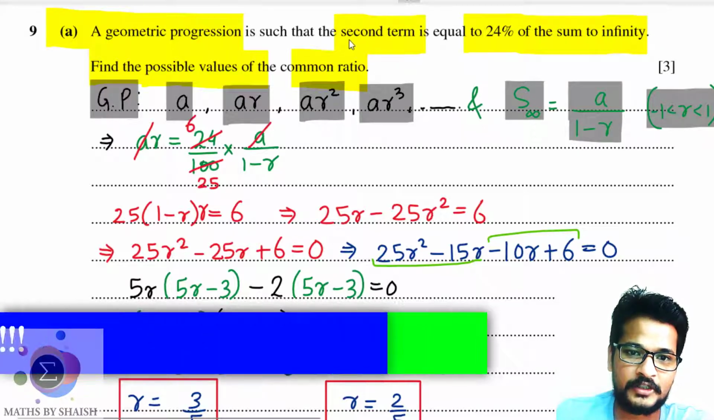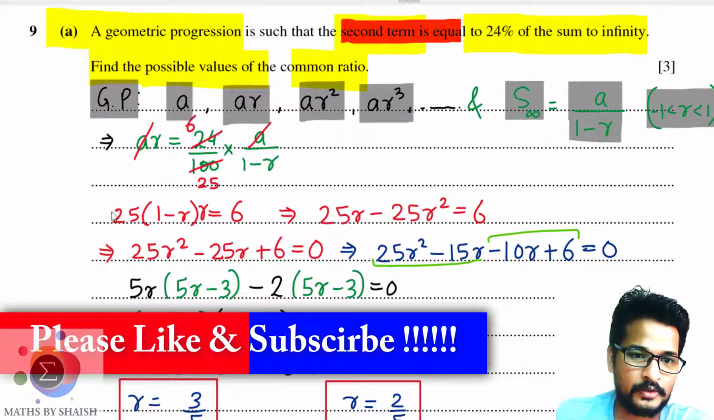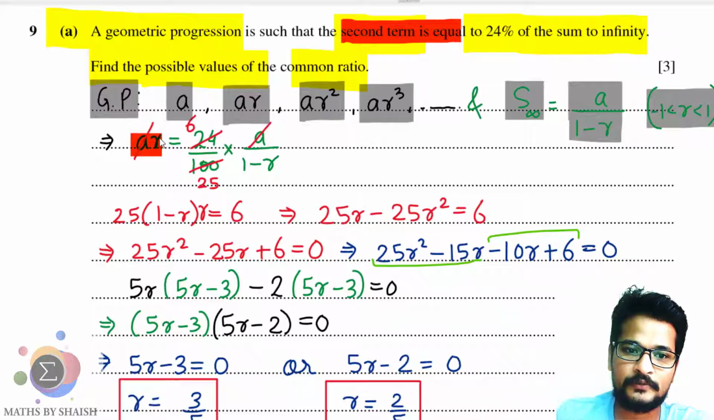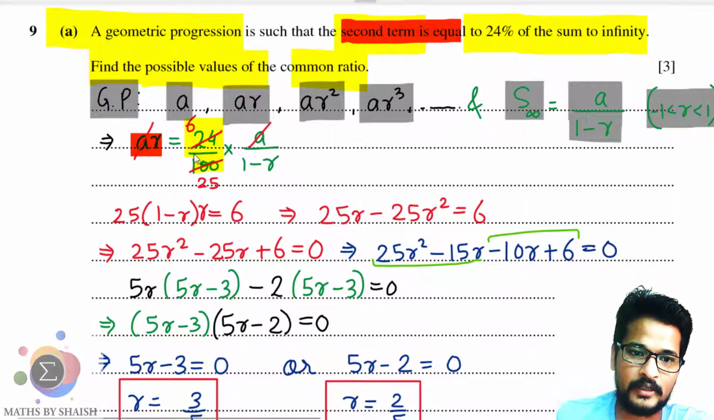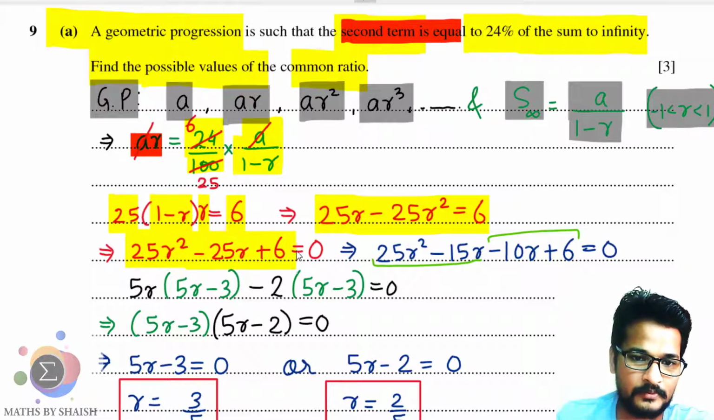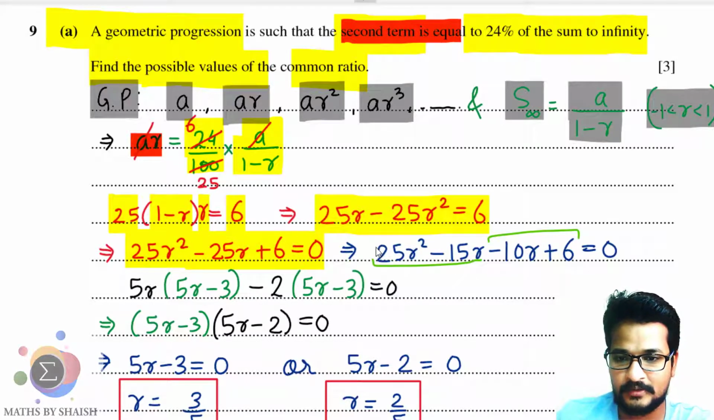So here the condition: the second term is going to be ar, and it is 24% of the sum to infinity. So 24% is 24 by 100 of the sum to infinity, and the sum to infinity is a over 1 minus r. It's a little bit algebraic, but that's fine, because next we are going to cancel it, and we will get 25 times 1 minus r into r equals 6, because a got cancelled. So we got a quadratic equation.